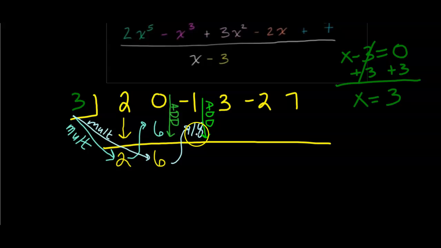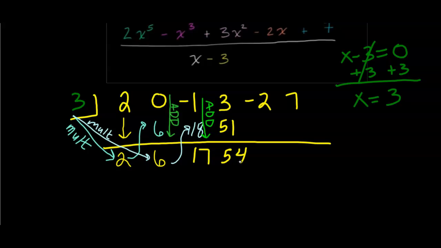So -1 plus 18 is going to give me 17. And then you're just going to continue with this process until you run out of numbers. So now I'm going to do 3 times 17, and that gives me 51. And then I add 51 and 3, and I get 54.